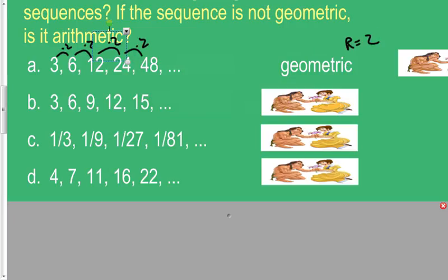Alright, letter B, 3, 6, 9, 12, 15. Alright, that's not geometric because it's not multiplying by the same number every time. But it is adding 3 every time, which makes it arithmetic.